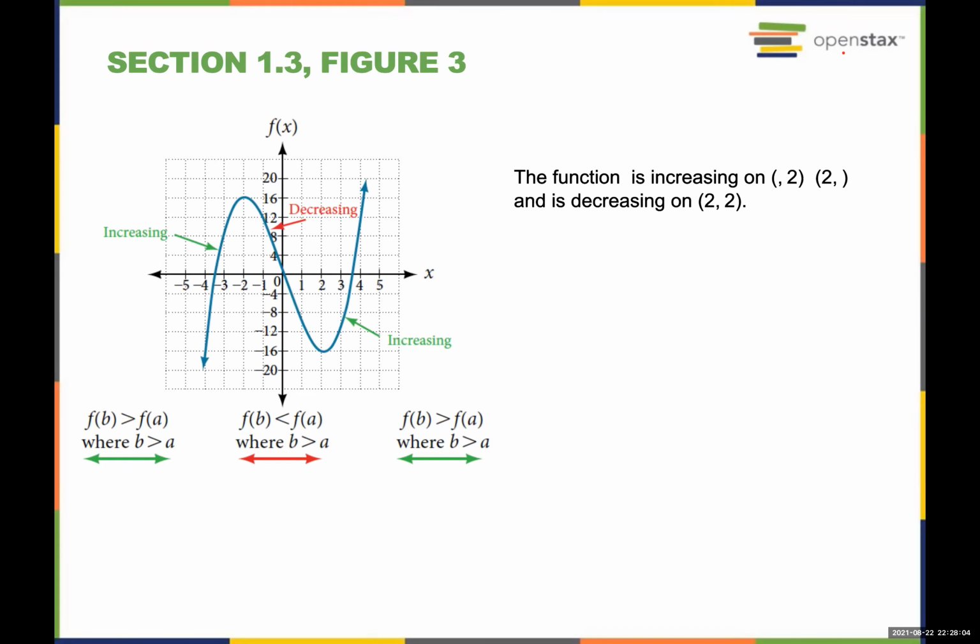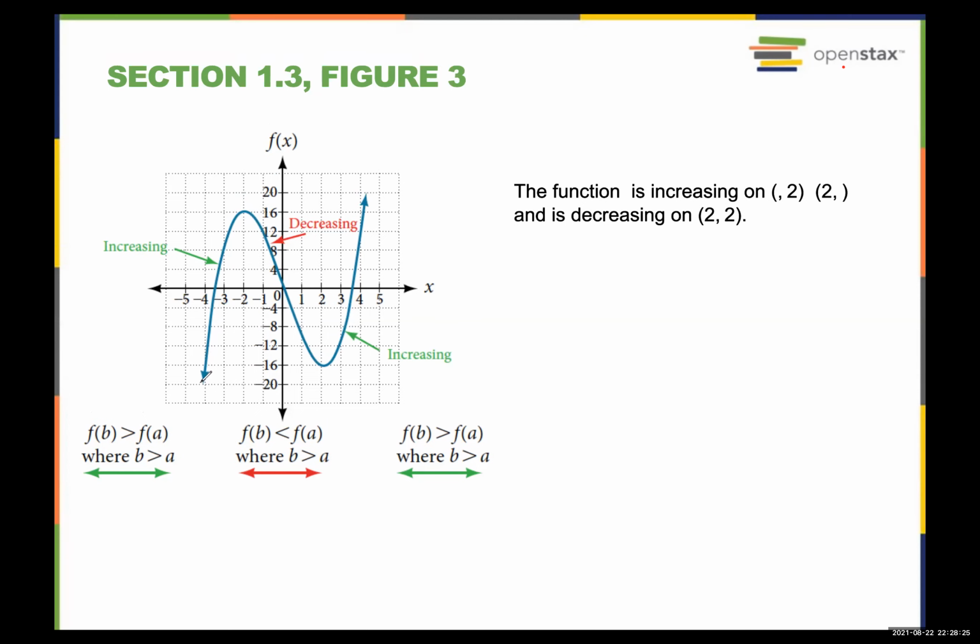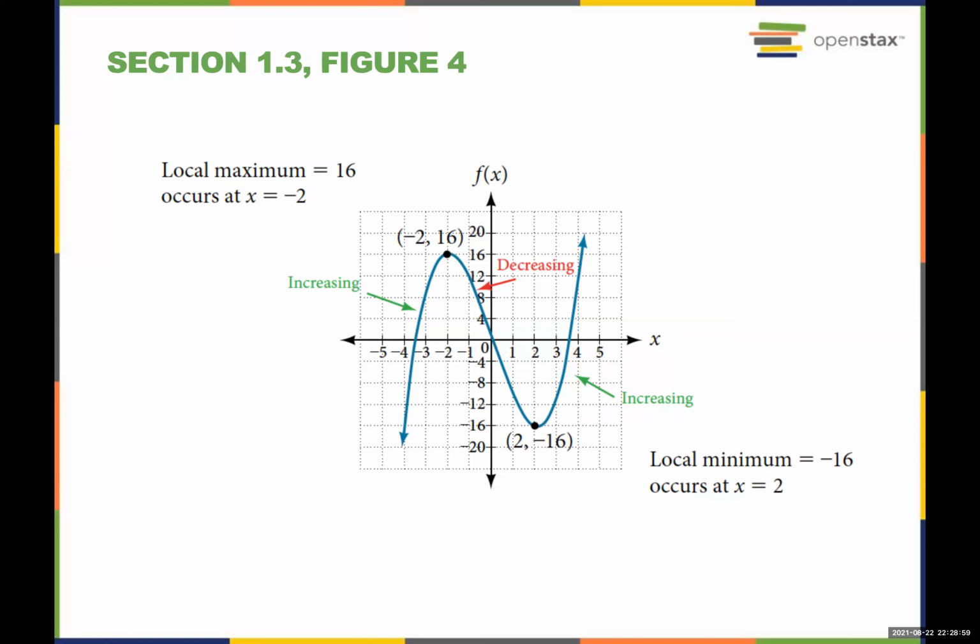So let's take a look at this next figure. Using a graph to determine where a function is increasing, decreasing, or constant. Based on this graph, you can see here that this is increasing, and this is decreasing, and again, increasing here. Look at this. Again, this is the increasing part here. This is the decreasing part, and this is increasing.